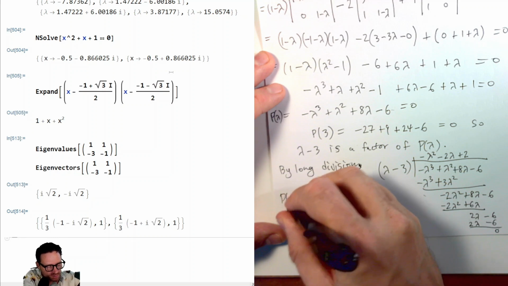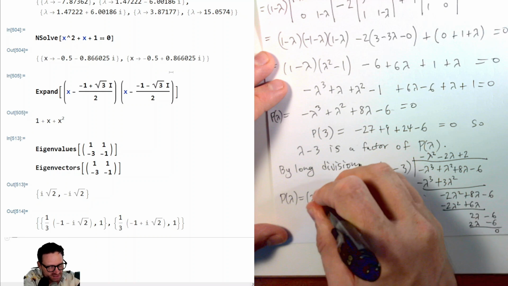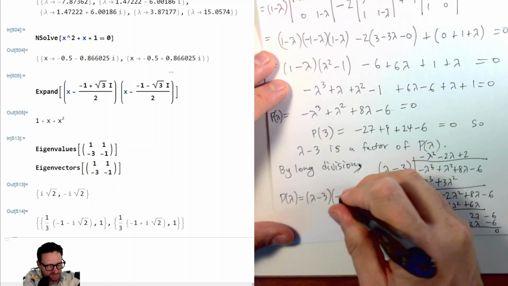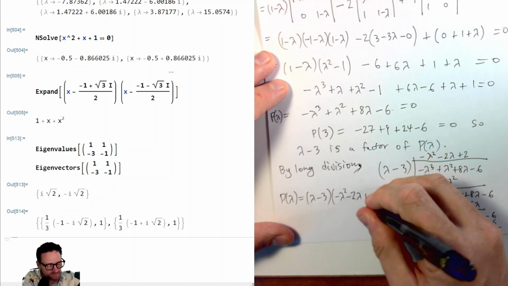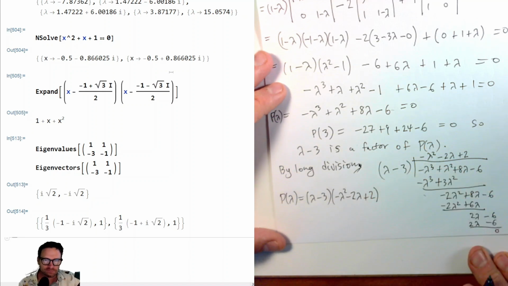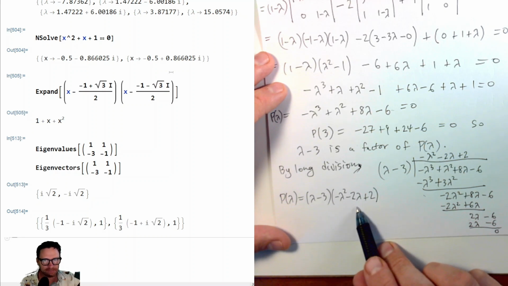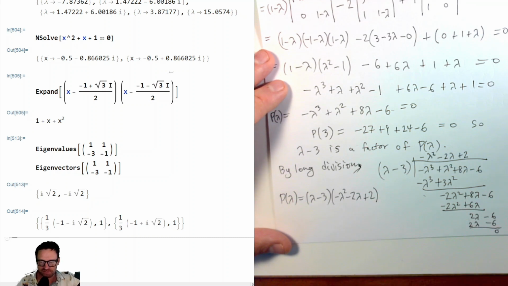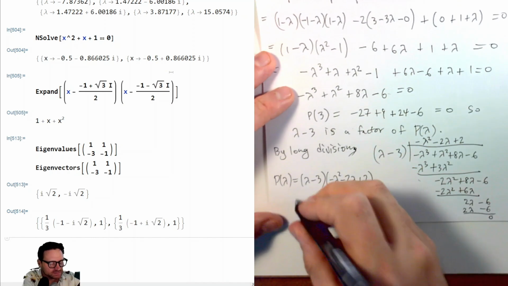So our polynomial p of lambda is equal to lambda minus 3 times minus lambda squared minus 2 lambda plus 2. Now, can we factorize this? It looks to me that that's irreducible, at least over the integers. So let's use the quadratic formula to find the roots of this.